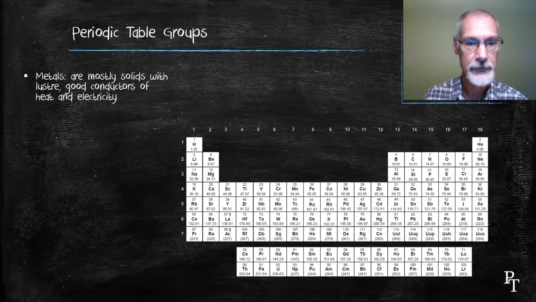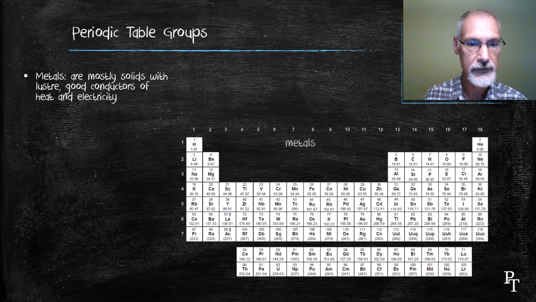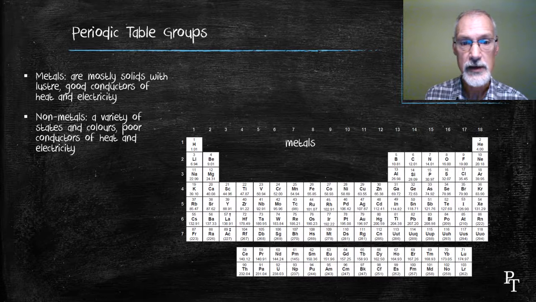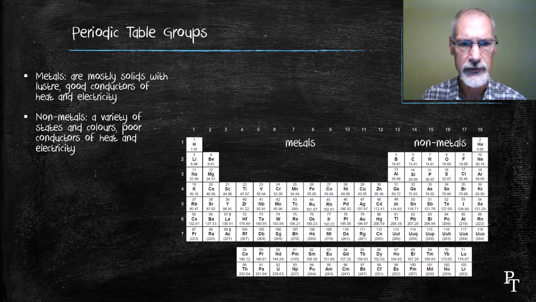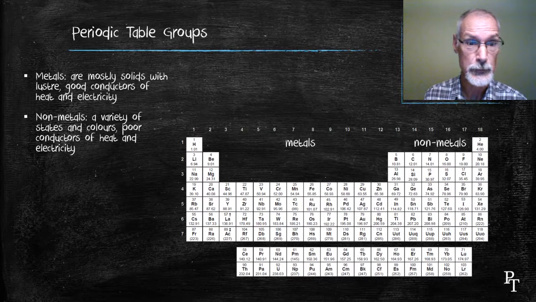So let's begin with metals. Metals exist on the far left side of the periodic table. These tend to have luster, are gray, silvery in color, and are conductors of heat and electricity. Our nonmetals, on the other hand, reside over on the right-hand side of the periodic table. They come in a variety of states: solids, liquids, and gases. They tend to be brittle and very poor conductors of heat and electricity.